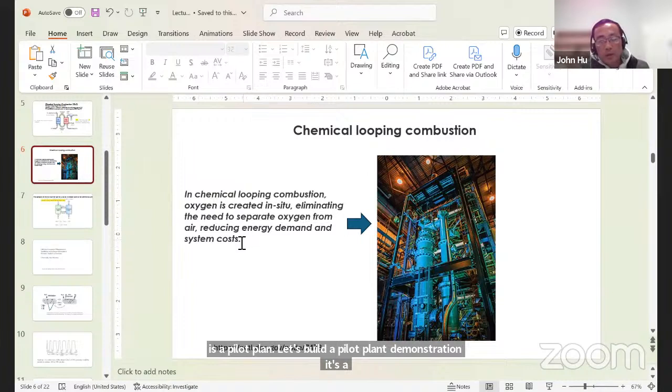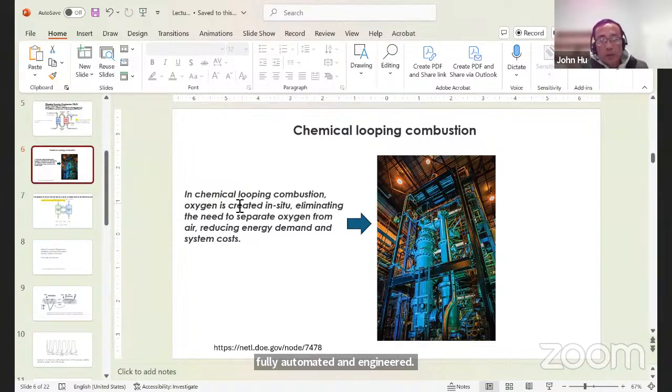Once the audience, the students, read the notes regarding this, please read this. In chemical looping combustion, oxygen is created in situ. That means you do not need air to burn the fuel. It's created in situ. Where is in situ? Oxygen is in the oxygen carrier. You are not going to directly have the methane or hydrocarbon interact with air, because that oxygen is in situ, it's in the carrier. Okay, so eliminating the need to separate oxygen from air.